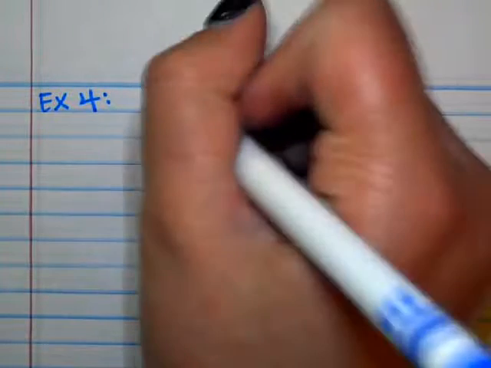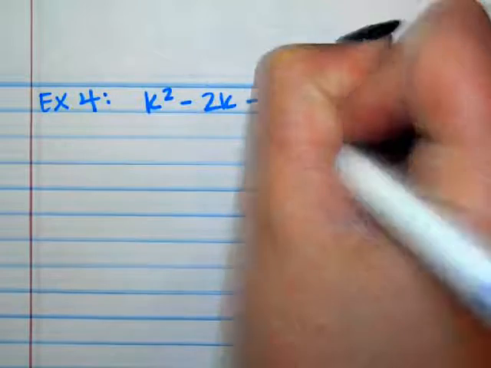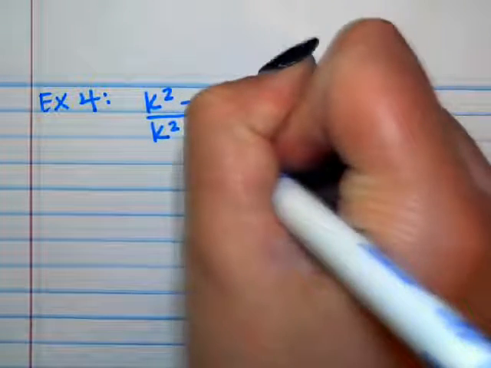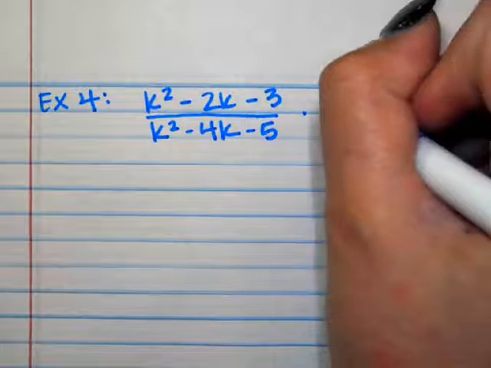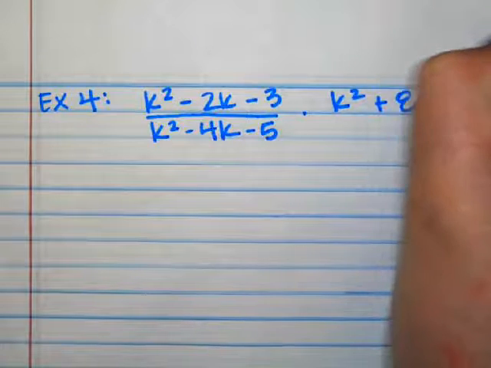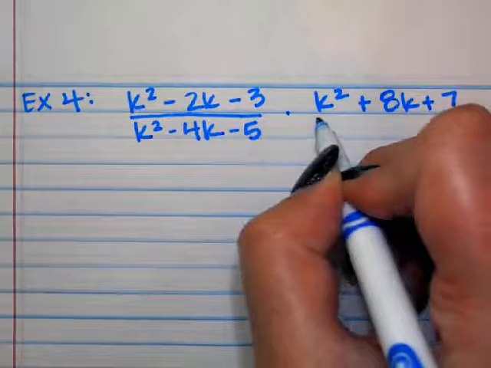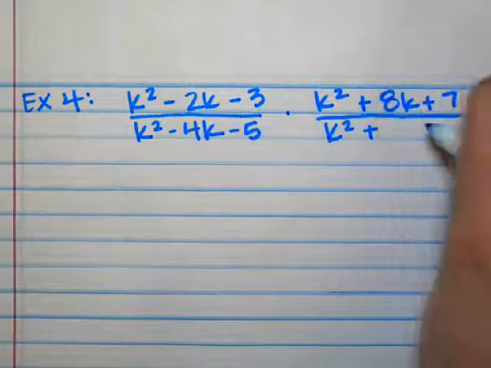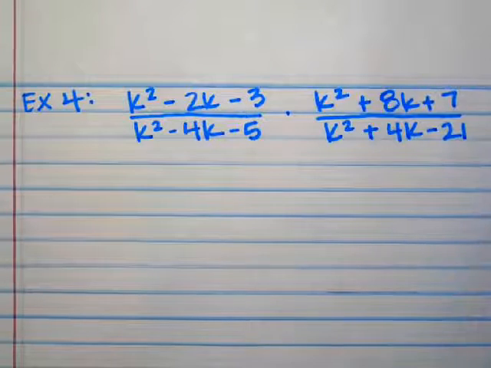So we have k squared minus 2k minus 3 over k squared minus 4k minus 5, times k squared plus 8k plus 7 over k squared plus 4k minus 21.